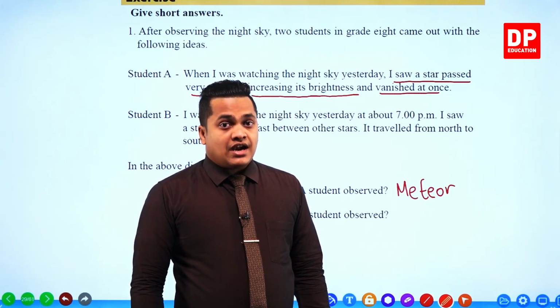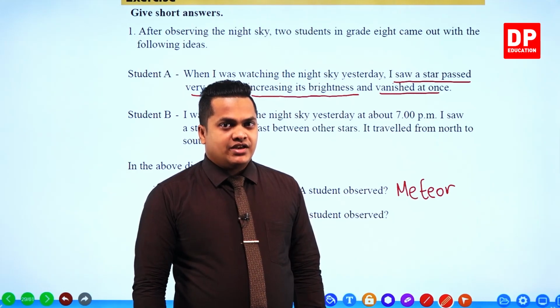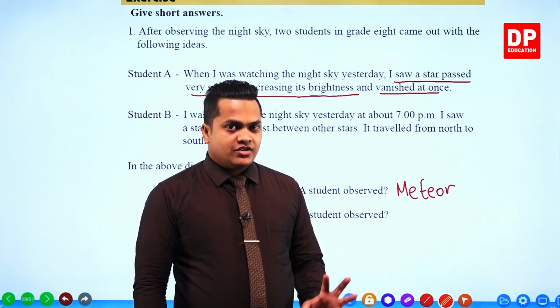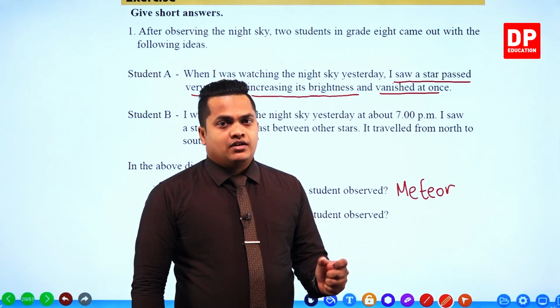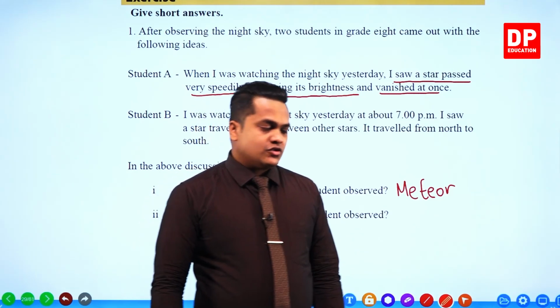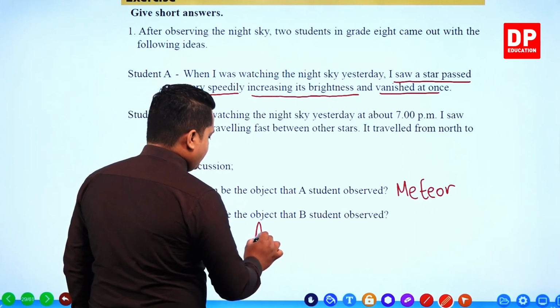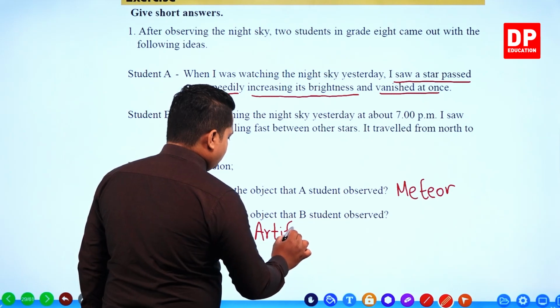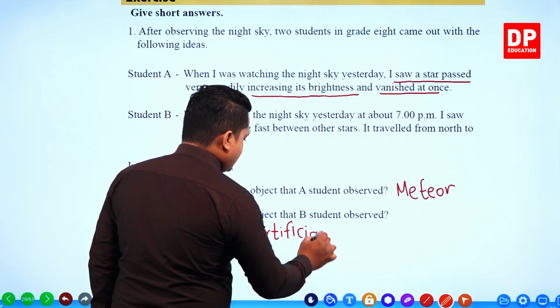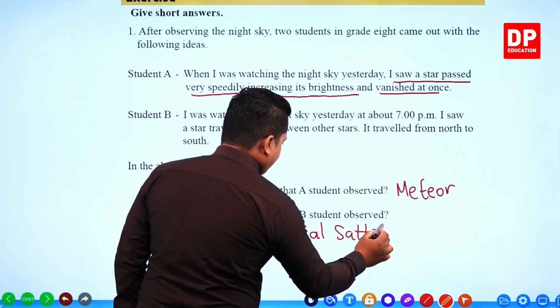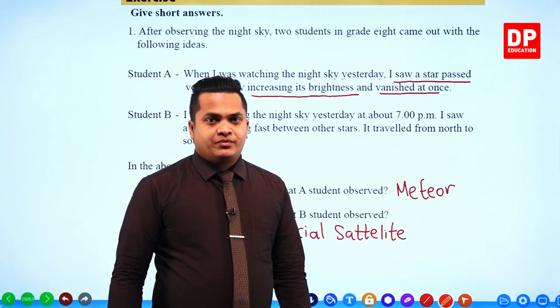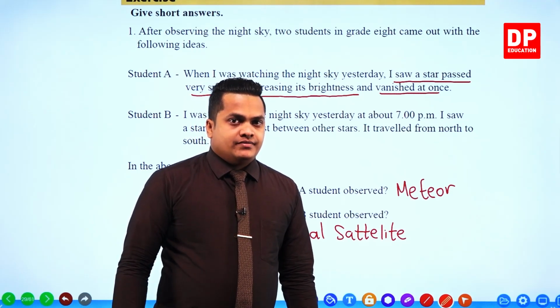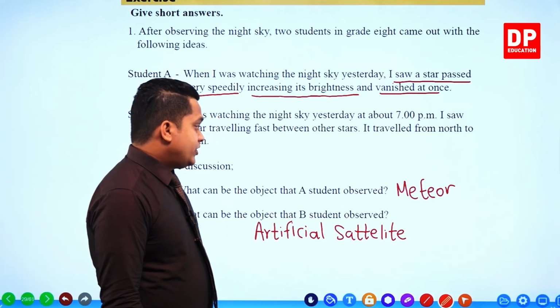Definitely this one should be an artificial satellite, my dear children, because it's moving on a straight line from one particular direction to another. It's not like falling, unlike the other instance. So definitely this should be an artificial satellite. So we can write the answer: artificial satellite. Right, these are the answers for the questions given here.